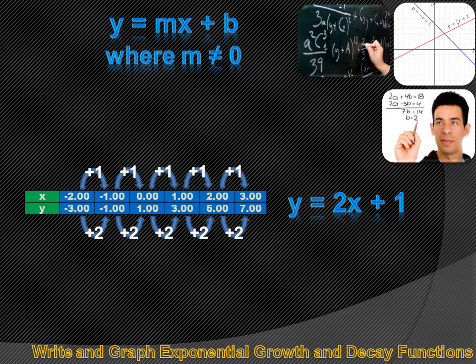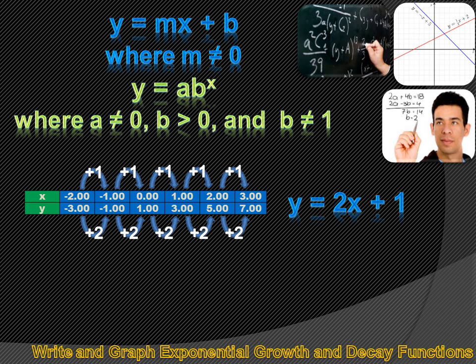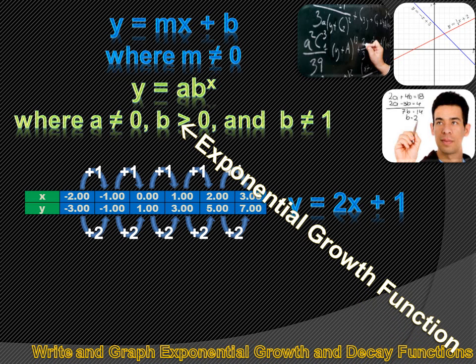Well, now let's look at an exponential function. And the generic form of an exponential function is y equals a times b to the x power, where a can't equal 0, b has to be bigger than 0, and b can't equal 1. Y equals a times b to the x power is the generic exponential growth function.